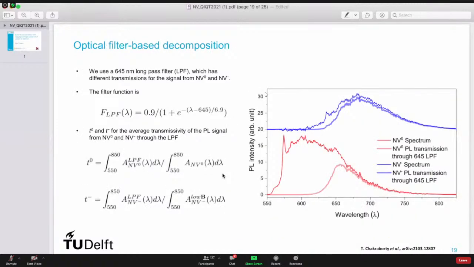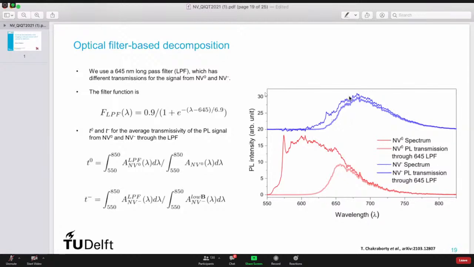Okay, so now we show an optical filter-based decomposition analysis. Here we use a 645 nanometer long pass filter, which basically modulates the NV0 and NV minus signal in different ways. Since the NV0 and NV minus spectra are in different spectral regimes, these filters transmit the NV0 and NV minus centers with different fractions. So here is the filter function which was procured from Thorlabs. And now when we modulate the NV0 and NV minus spectrum, it looks like this.